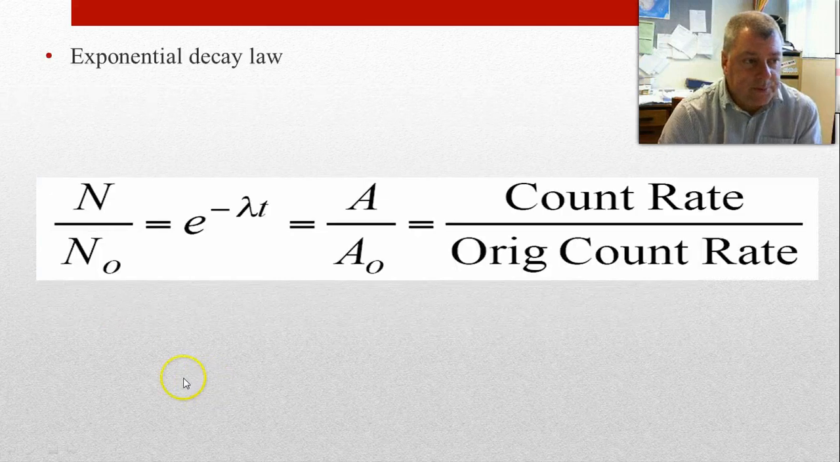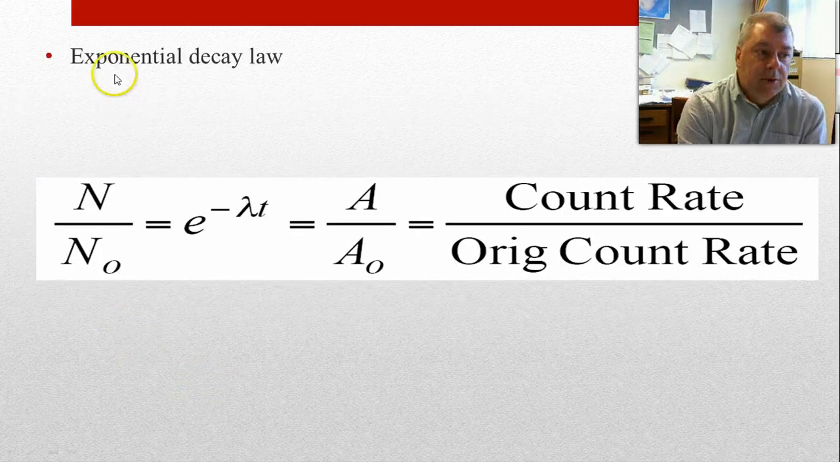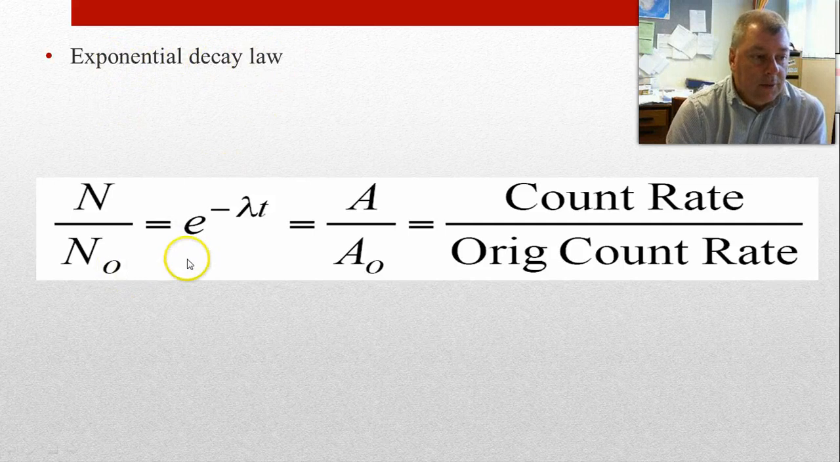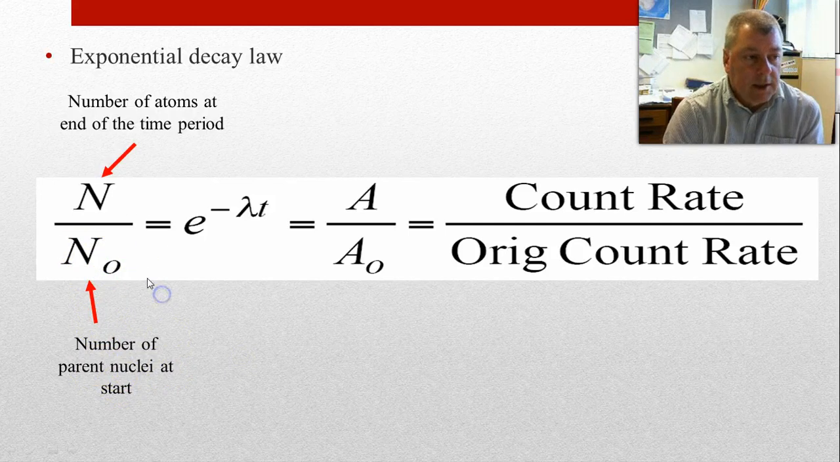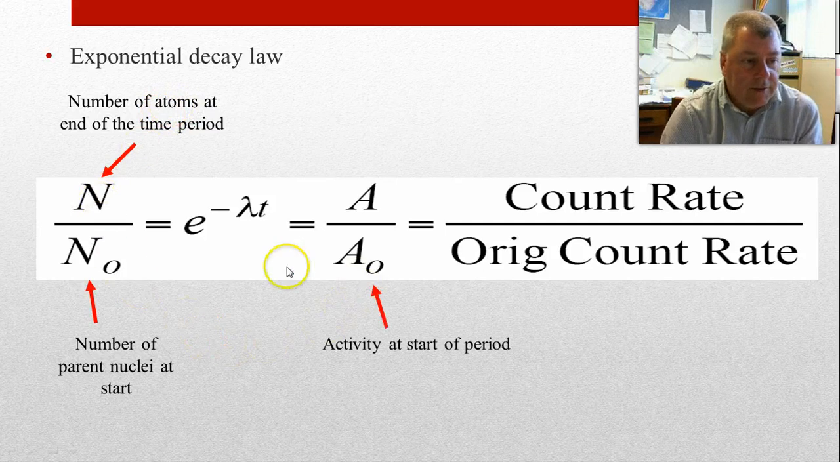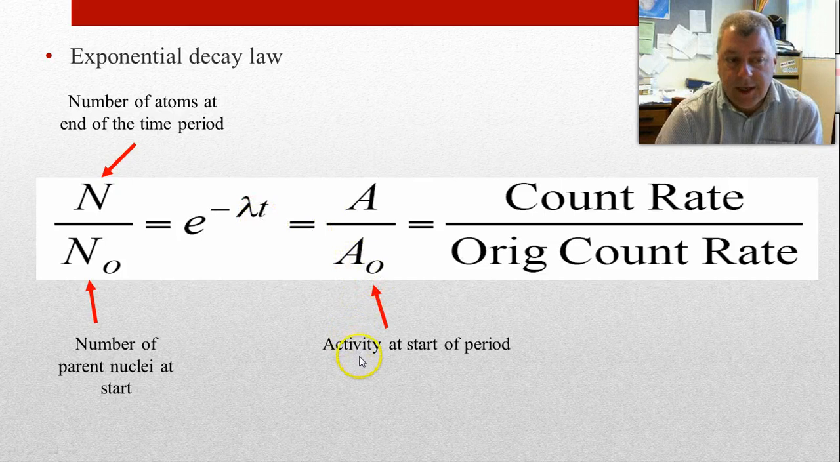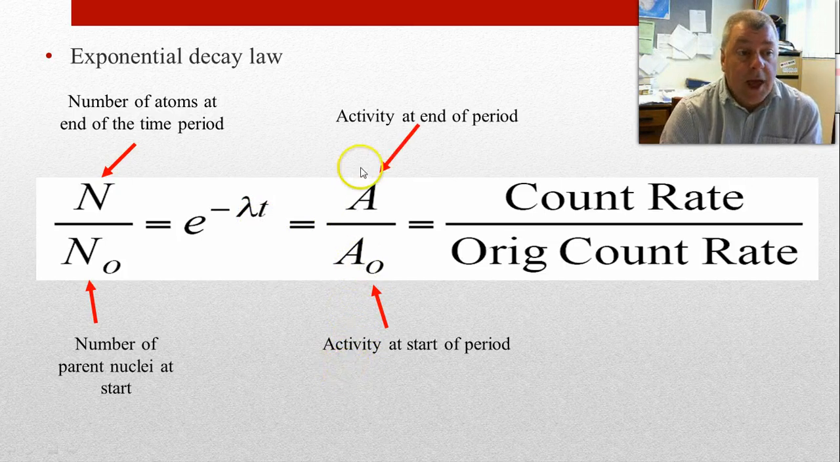So we've done that example, and we're also given this one, which is called the exponential decay law, where we have the number of parent nuclei at start. That's N0, whereas N is the number of atoms at the end of the time period, and we're talking about number of parent nuclei. I should have written that there. Okay. Then we have N over N0 equals e to the power of minus the decay constant times t, equals A over A0. Now A0 is the activity at the start of the period that we're interested in, and A is the activity at the end of the period. Now that's equal to the count rate divided by the original count rate. Just putting it into words.